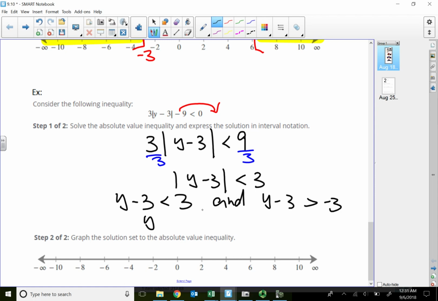Alright, so let's move the 3 over. That's y is less than 6. And negative 3 goes over, becomes positive. So that'll be y is greater than 0.